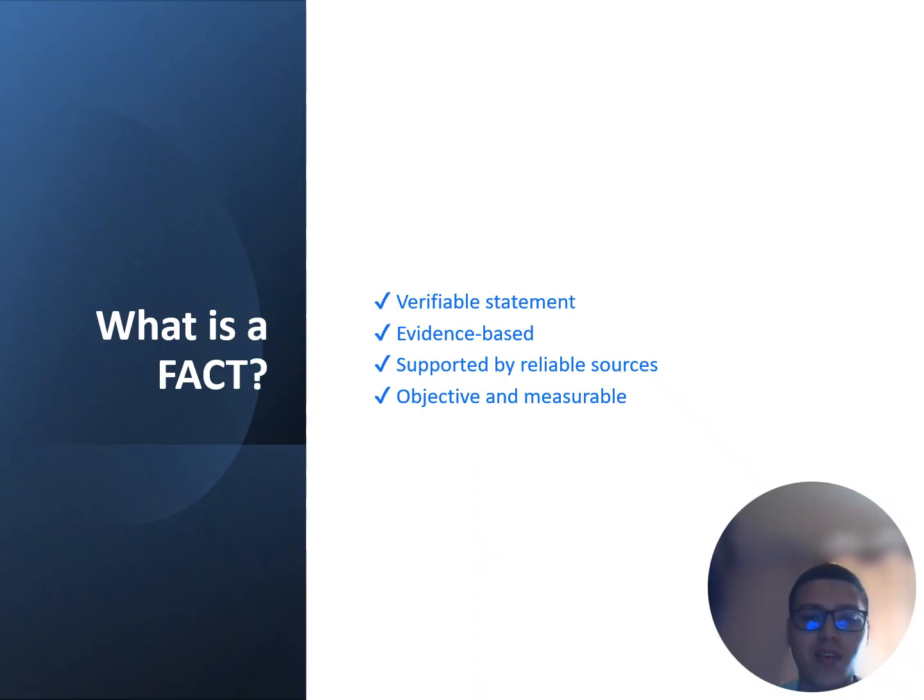What is a fact? A fact is a verifiable statement supported by evidence or reliable sources. Facts are objective, measurable, and based on data. In academic writing, facts increase credibility because they are supported by research and institutional reports. For example, scientific temperature records reported by NASA are considered factual because they are based on empirical data.